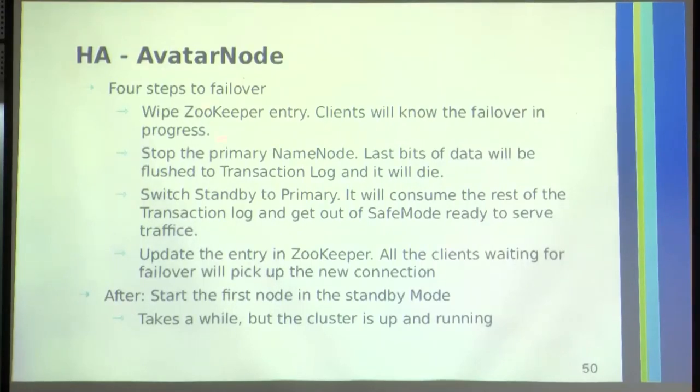So when there's a failover, there'll be some entry in ZooKeeper that will be destroyed, and then all the clients will know the failover is in progress. The clients will then know that they need to go to the standby node, the other node, right? You stop the primary node. The last bits of data are flushed to a transaction log, and it's dead somehow. Then the standby effectively becomes the primary, and then you change ZooKeeper to reflect that.